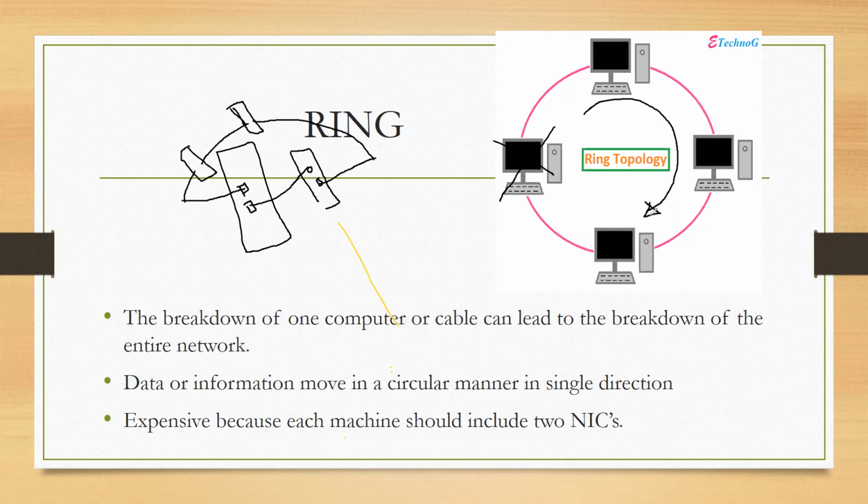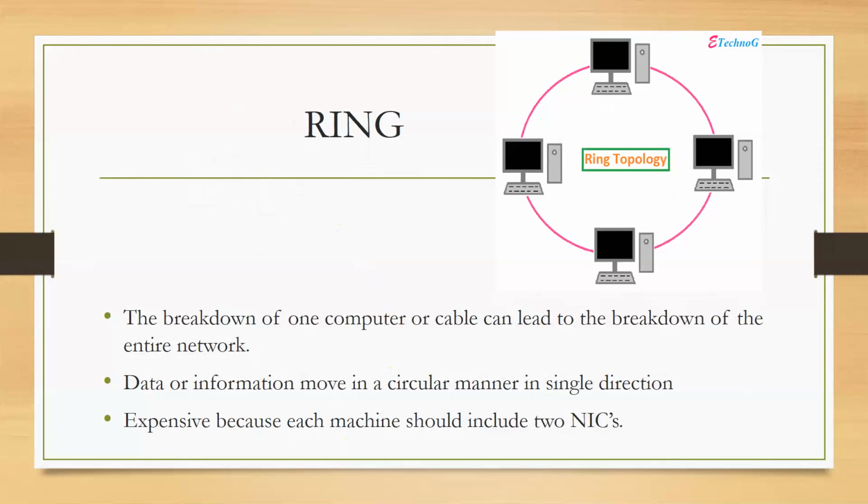So it is inefficient, right? And expensive, because each machine should include two NICs, and data or information moves in a circular manner in a single direction. So there are so many disadvantages, but sometimes they are still using ring topology, right? Okay, now we can go to the next point.